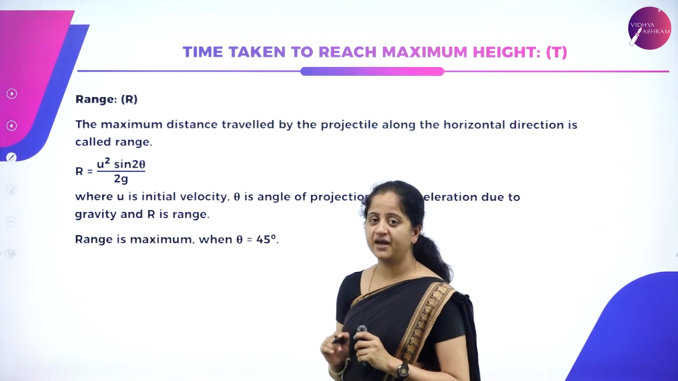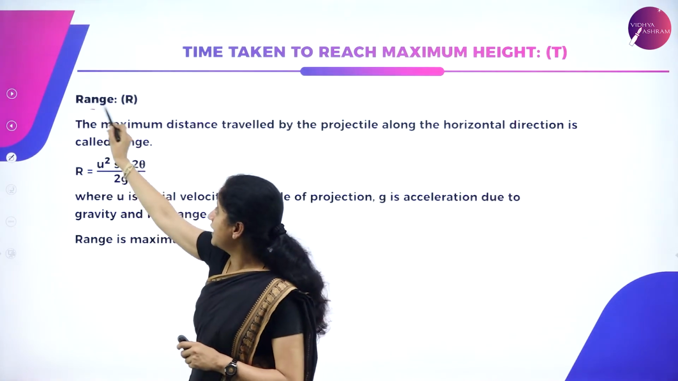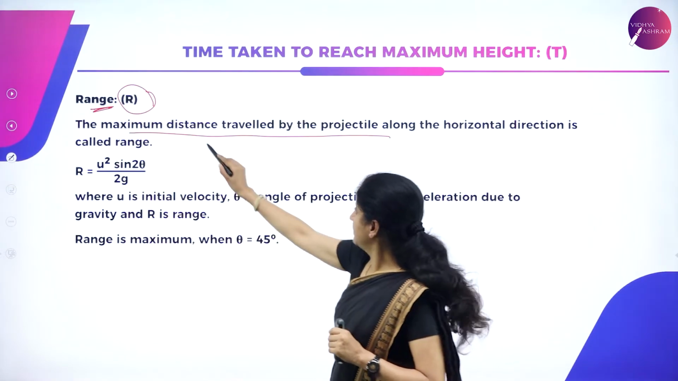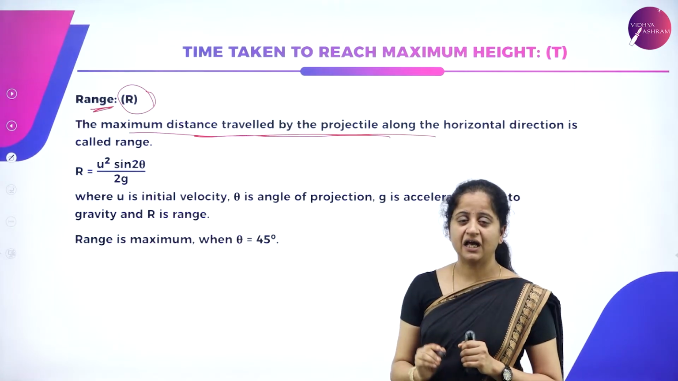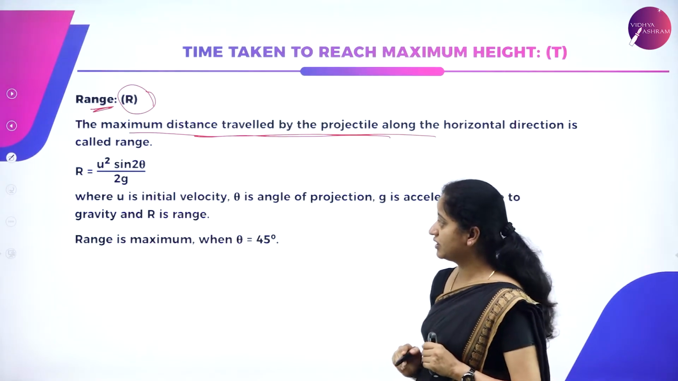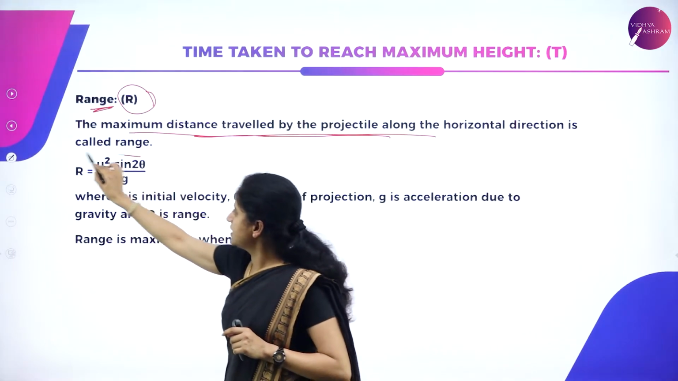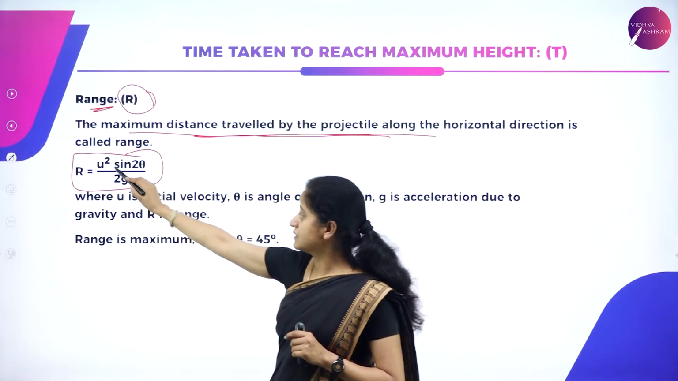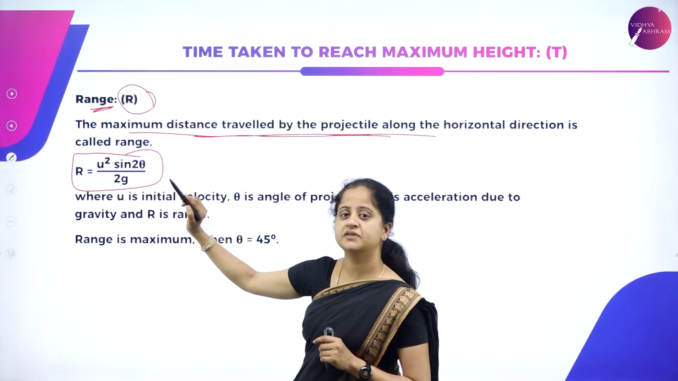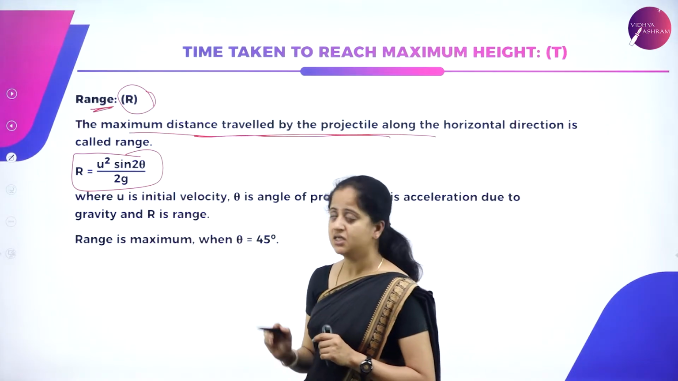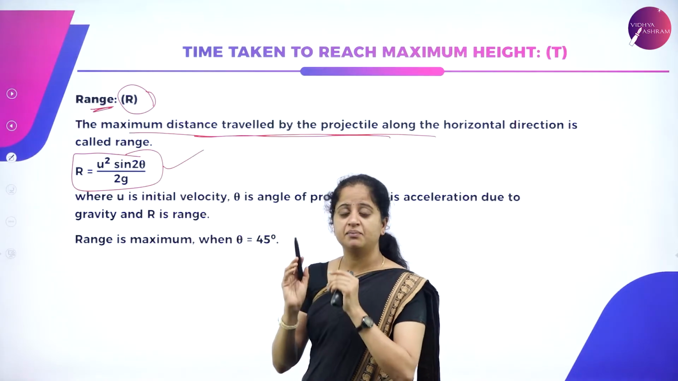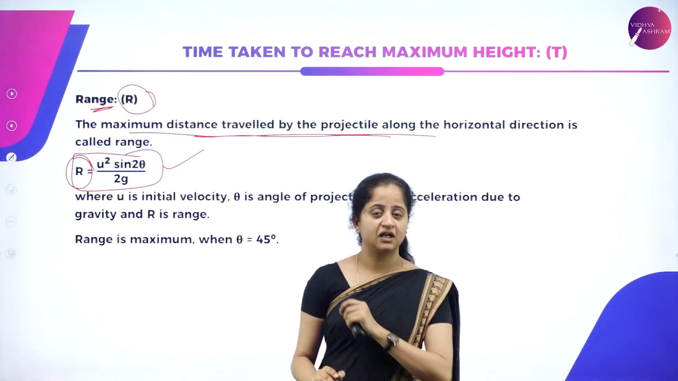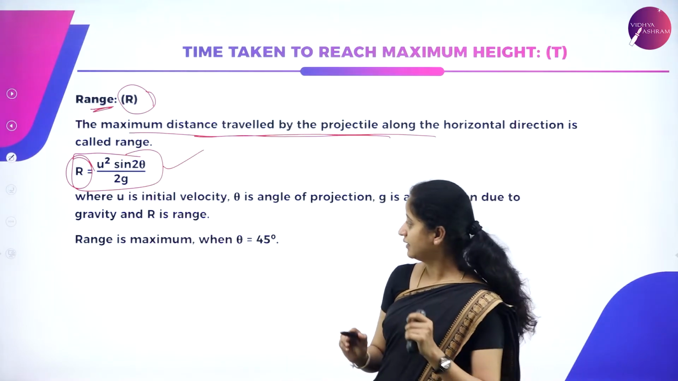So the next term we have to understand in projectile motion is range. It is denoted by the letter R. What is range? It is the maximum distance travelled by the projectile along the horizontal, so we call it range. To calculate range, we need the formula u square sin 2 theta divided by g. Here u is the initial velocity, theta is the angle of projection, and g is the acceleration due to gravity. Having all these terms in projectile motion, we can find the maximum distance covered by an object along the horizontal, and that is range.